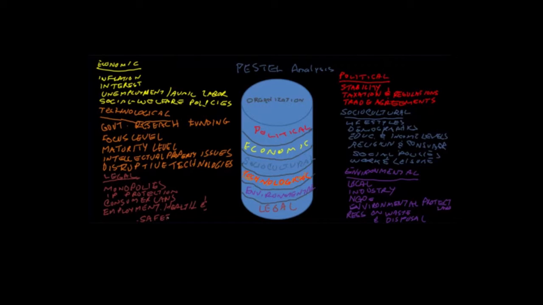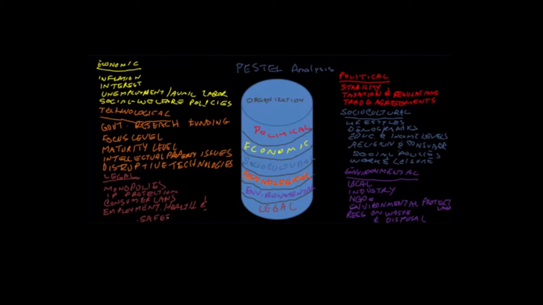And then if we move over to the next one, which is technological, we want to find out if there's any government research funding available to the organization. What's the focus level on technology of the organization? Are there intellectual property issues? And are there any disruptive technologies available?